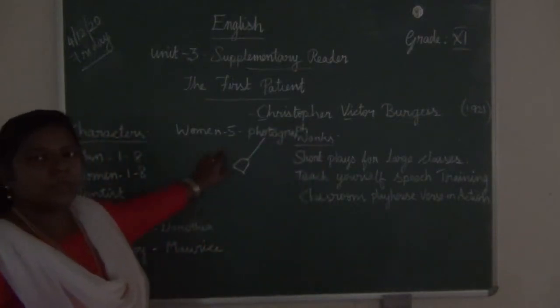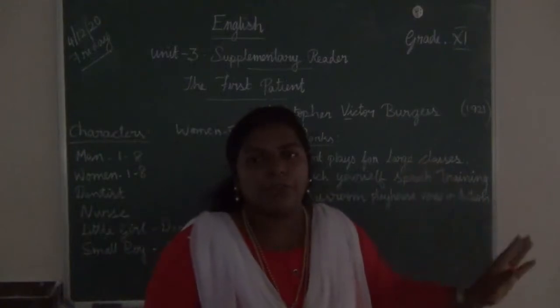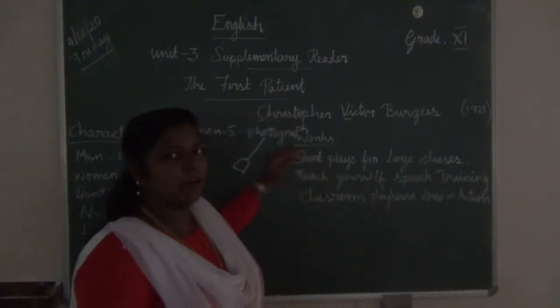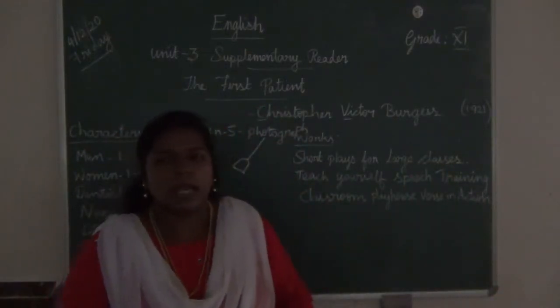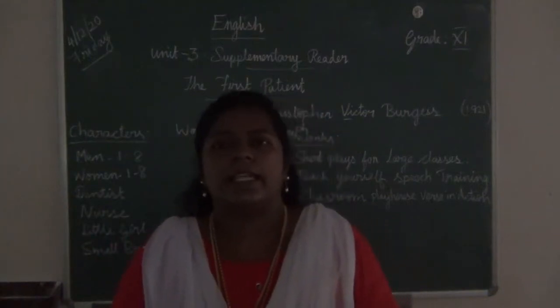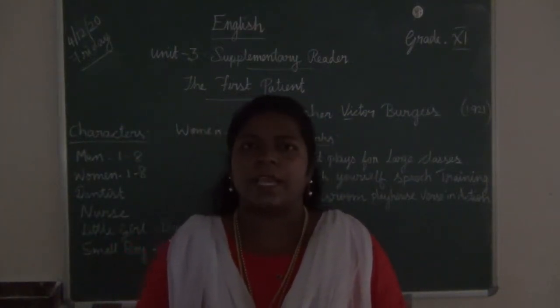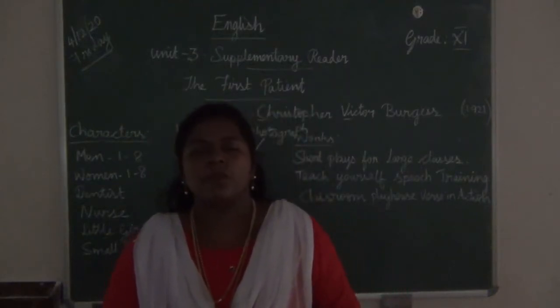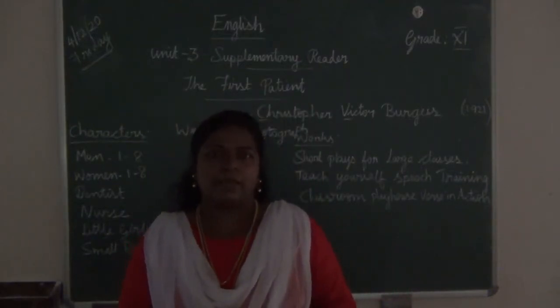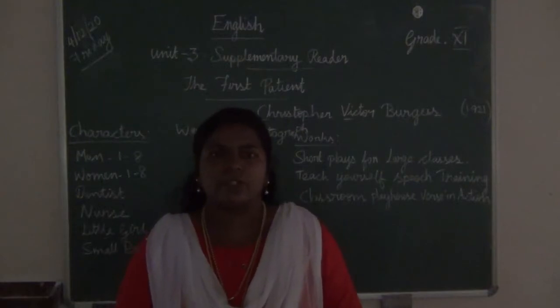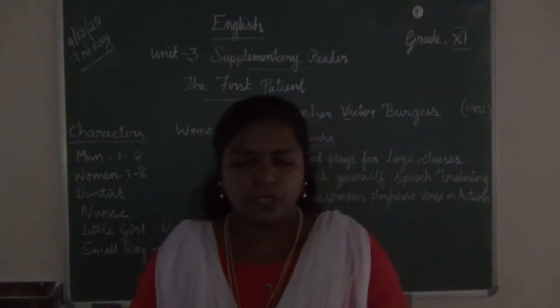Okay, so you can understand that Woman 5's character is showing albums to the other members. Until they see the dentist, they have to pass the time, right? So to pass the time, Woman 5 says, I have some albums, I will show you the photographs. Like that, she is showing them to the other person.